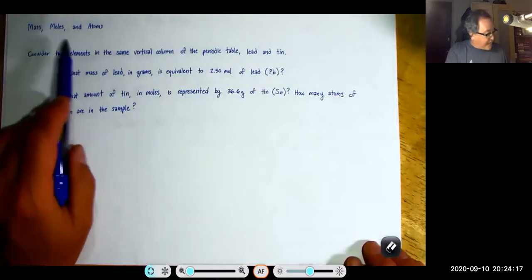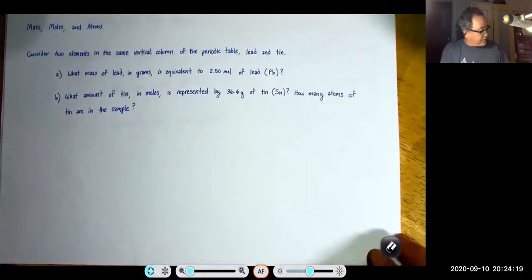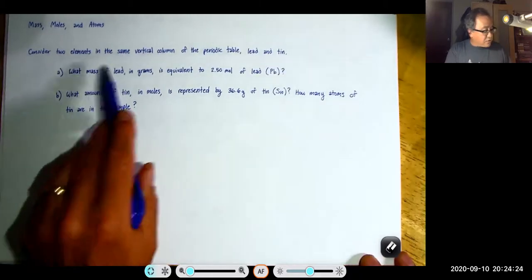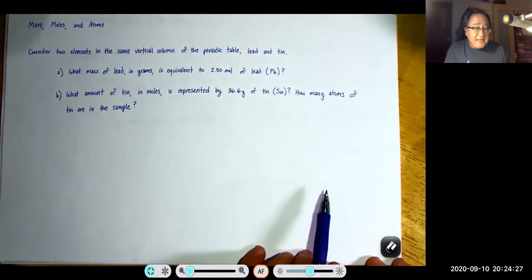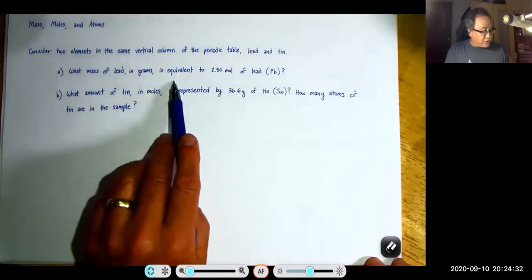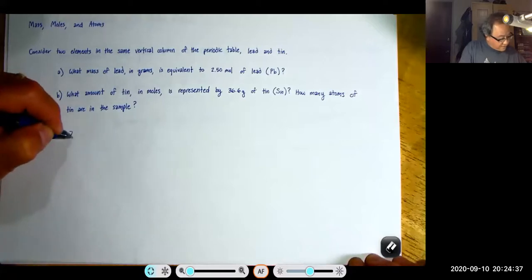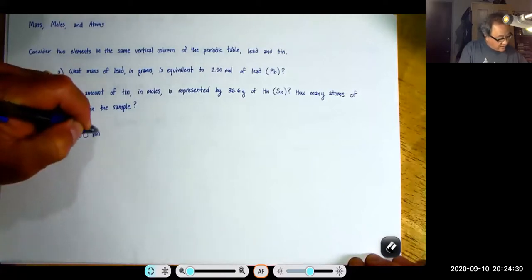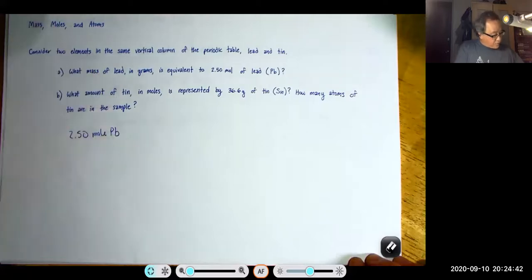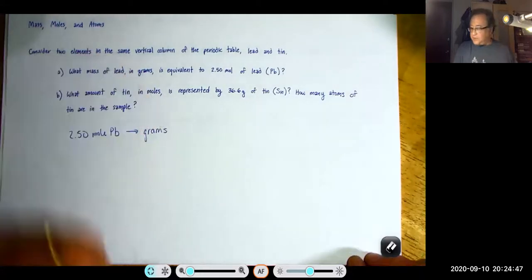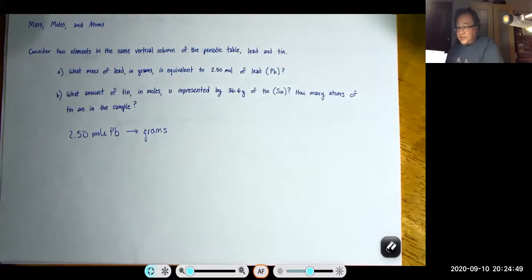Mass, moles, and atoms. So this is a question here from our book. Consider 2 elements in the same vertical column of the periodic table, lead and tin. What mass of lead in grams is equivalent to 2.50 moles of lead? So we're going to take our 2.50 mole of lead and we're going to turn that into grams. Now, can we do that directly? And the answer is absolutely, as long as we know about molar mass.